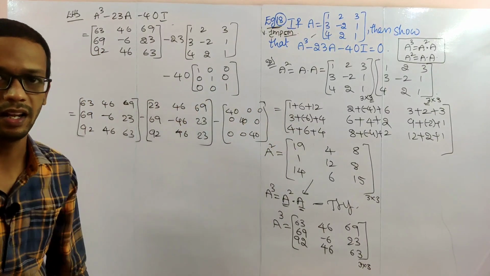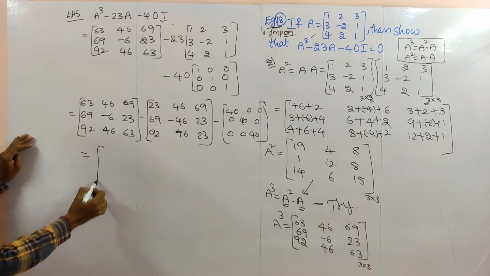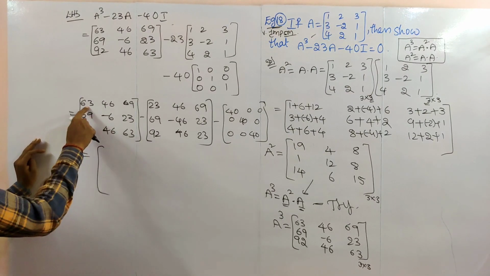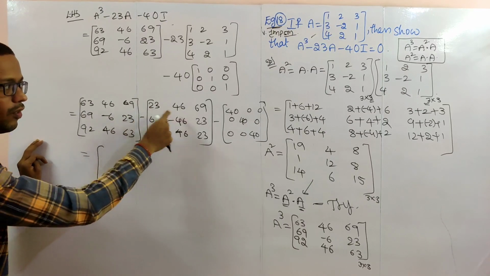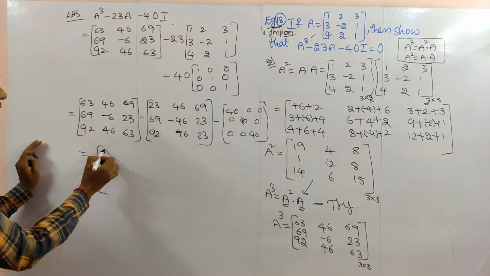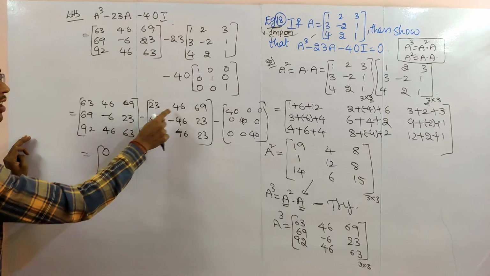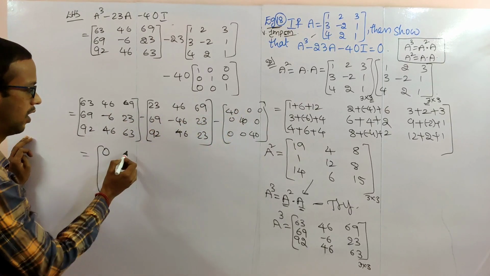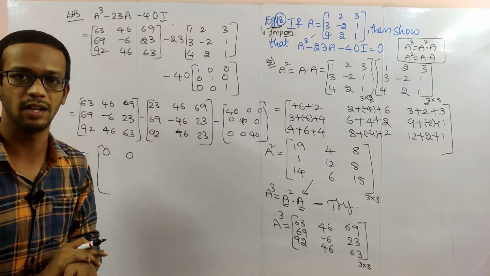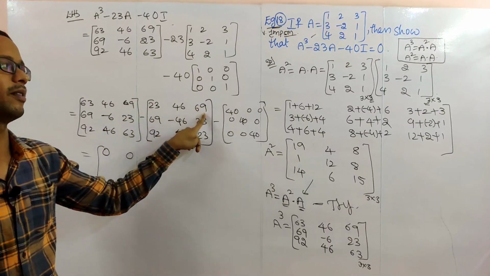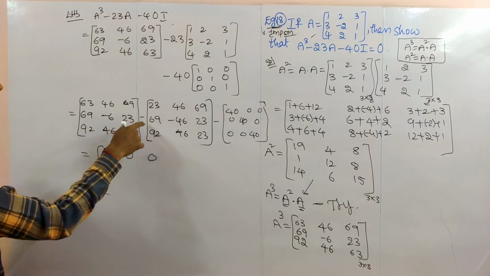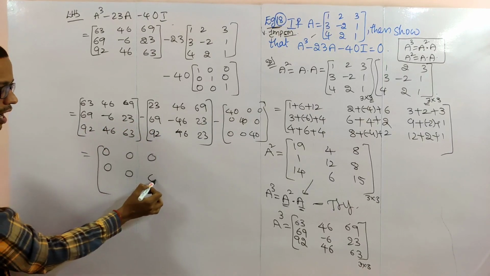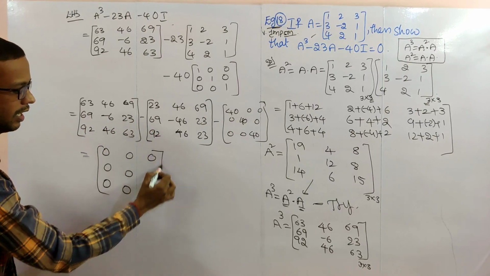Just 40 multiply inside. Next, what will you get here? You observe 63 minus 23. 63 minus 23 is 40. 40 minus 40 is 0. 46 minus 46, 0. Corresponding element subtraction, you can check. 69 minus 69, 0. Next, 69 minus 69. So in a similar way, all places you will get 0.